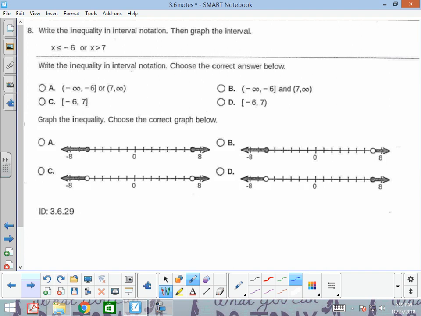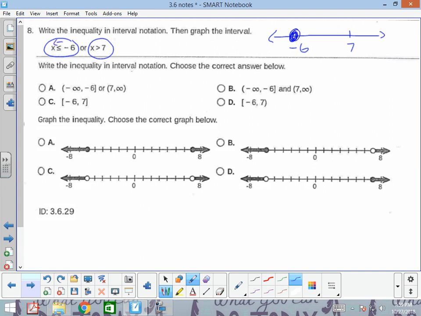All right, number 8. Write the inequality in interval notation, then graph the interval. Okay, so when this is graphed, we have x is less than or equal to -6, and then x is greater than 7. Remember, when you're graphing, the smaller number goes on the left, bigger number on the right. -6 is circled and filled in.